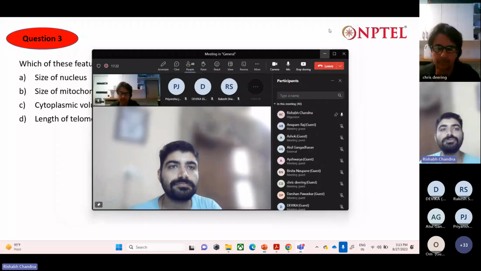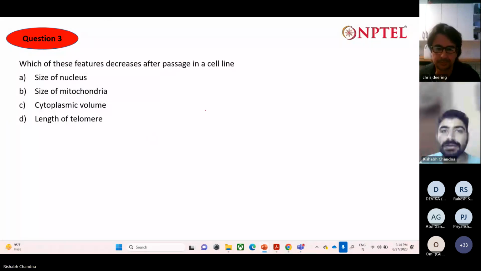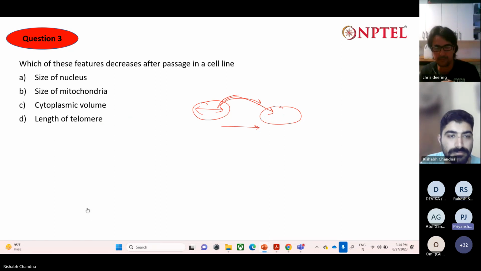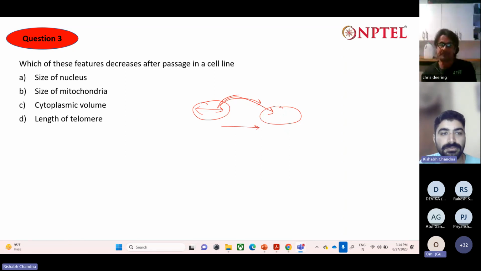Passaging is basically when we have one plate that is full of cells, and then we move it to another plate. So passaging is when we culture these cells again into another plate. This is called passaging in simple terms. The question says, which of the features decreases after passage in a cell line? The options are size of the nucleus, size of the mitochondria, cytoplasmic volume, or length of the telomere. Can anybody guess? Length of the telomere. Okay. Any more answers?